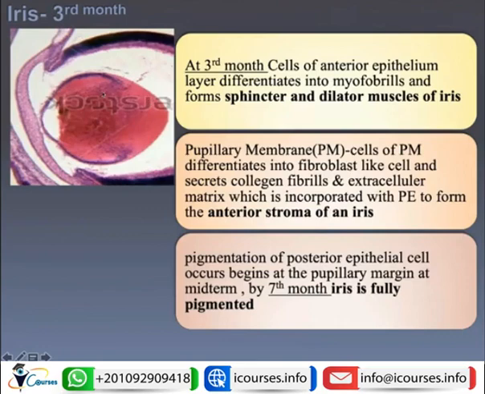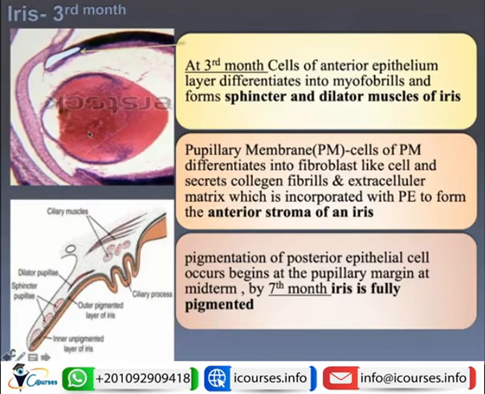So at the 3rd month of gestation, the anterior epithelium or the pigmented epithelium of the neuroectoderm will differentiate to form the sphincter and the dilator pupillae muscle. As you can see here, this is the anterior epithelium of the neuroectoderm that will share in the formation of the dilator and the constrictor pupillae muscle. The pupillary membrane itself will differentiate and form collagen fibers and extracellular matrix, which will form the anterior stroma. So the anterior stroma of the iris will be formed from the pupillary membrane.